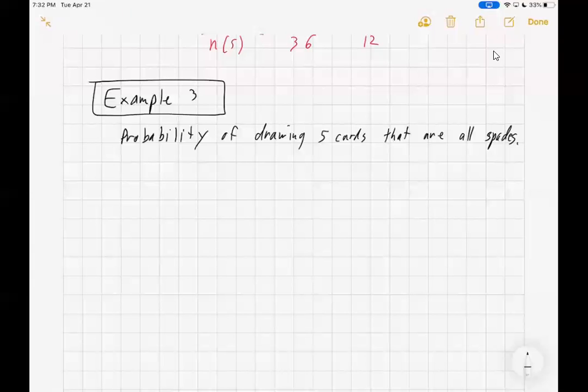Okay, in this video, I want to look through examples 3 and 4 a little bit more closely. In example 4, which you hopefully already studied in the text, they were trying to find the probability of drawing 5 cards that are all spades. We know that probability is the number of ways of success over the number of possibilities.